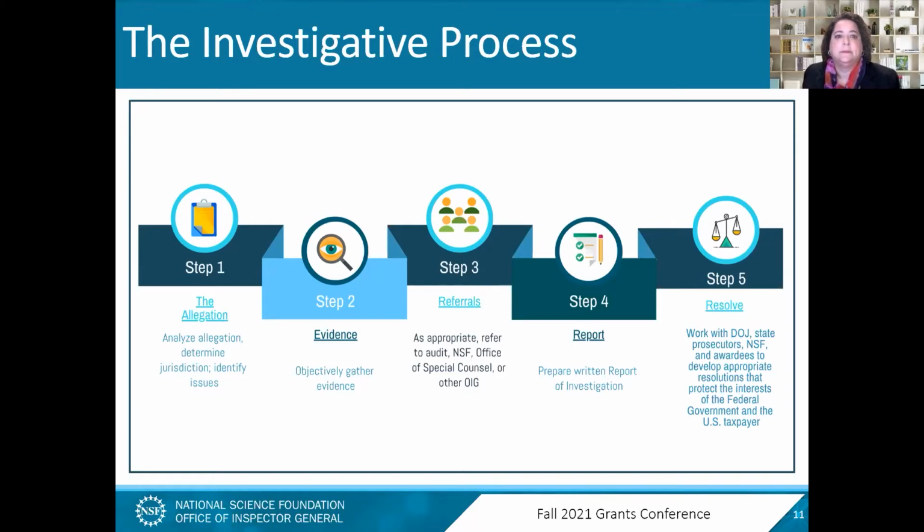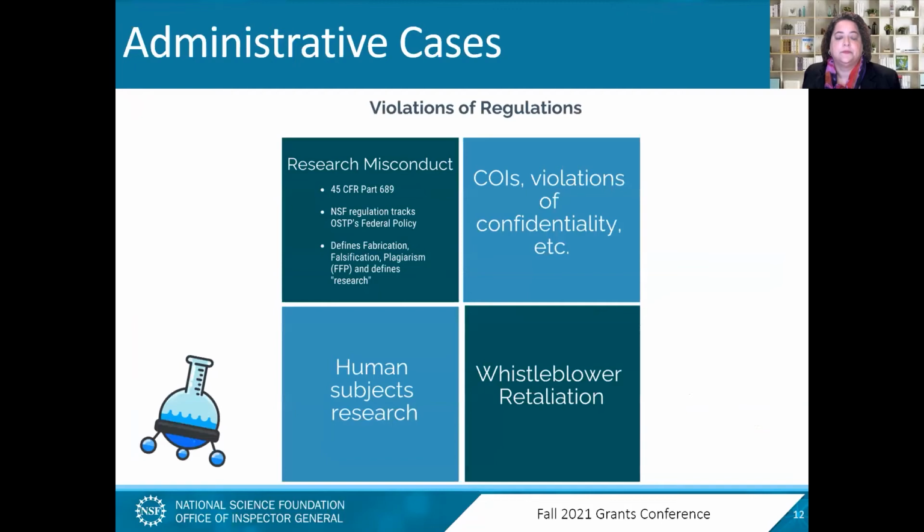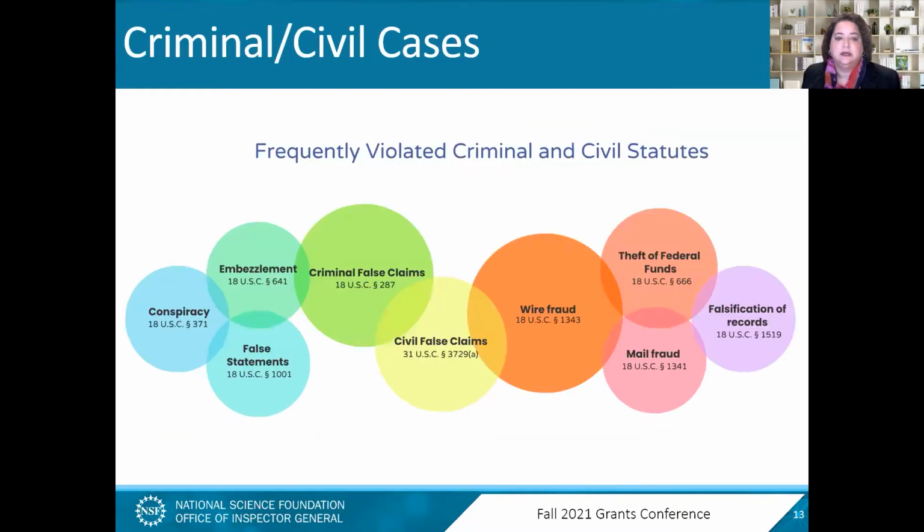Slide 12, please. So this is an overview of our administrative types of cases. As you can see, whistleblowing, research misconduct, human subjects research. Next slide, please. And this is a showing of the criminal and civil statutes that we use, and some of them you'll see in a case study in a bit. Next slide, please.